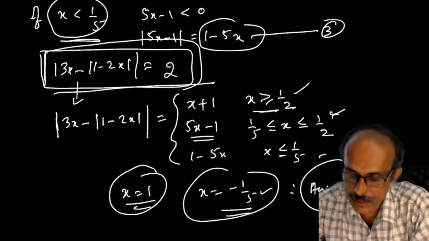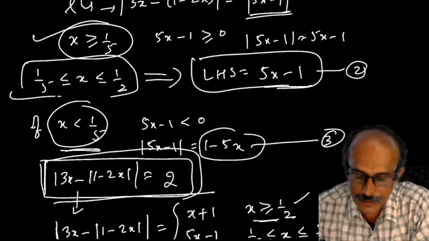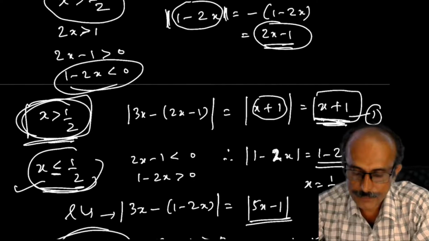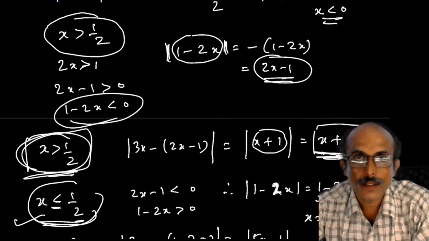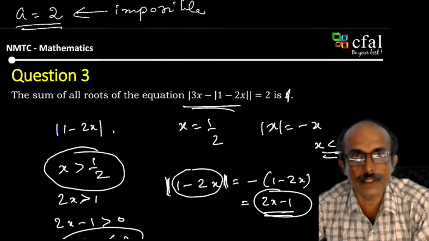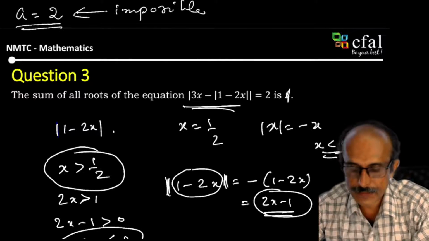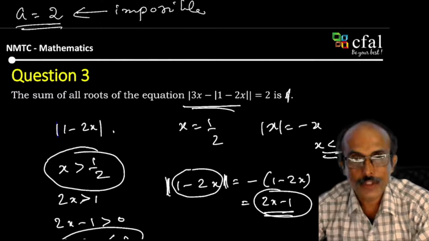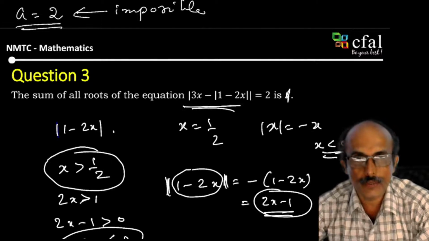So this question is based on the concept of the modulus function. So you should discuss it in different cases. Where the function form changes, you have to identify the values of those points, then accordingly the simplification of the modulus function should be done first, then solve the equation.